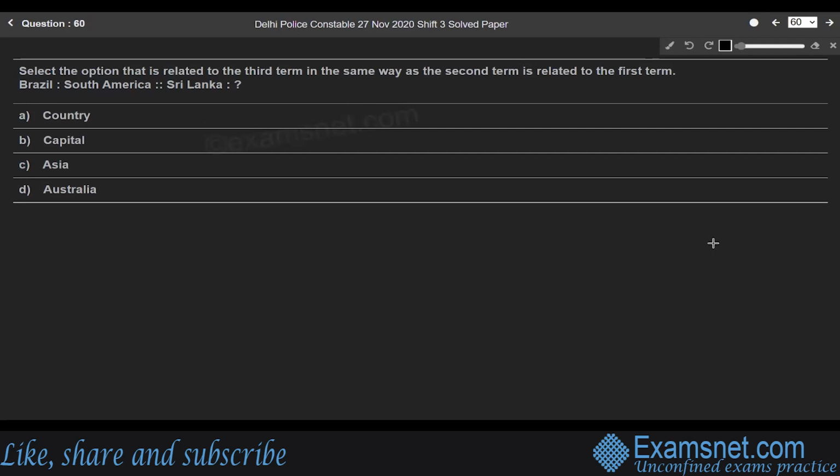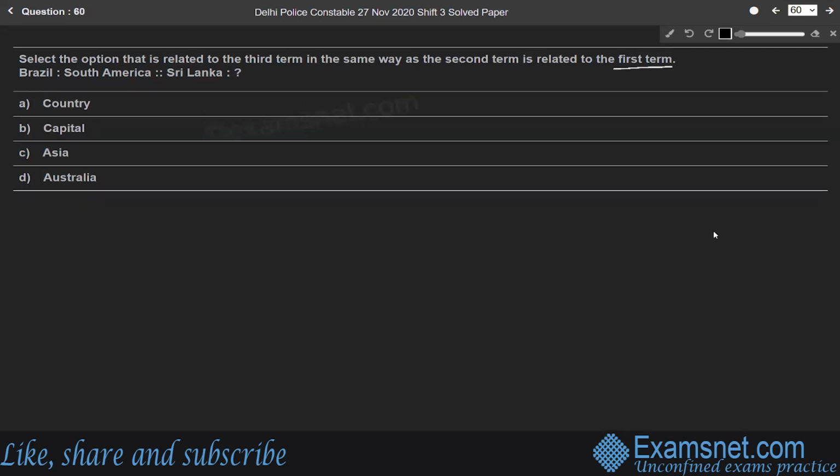Question 60. Select the option that is related to the third term in the same way as the second term is related to the first term. Here Brazil, South America, therefore Sri Lanka. So here Brazil is a country in the continent South America, whereas Sri Lanka is a country in the continent of Asia. Therefore option C.